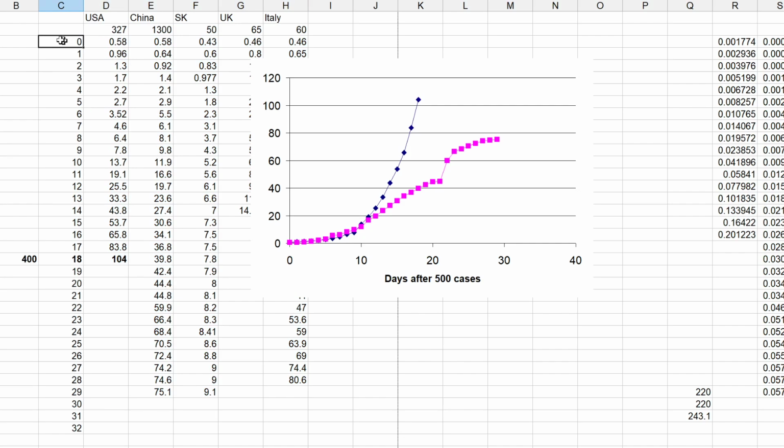All the data starts with time zero when there are about 500 cases in the country. So obviously these are in thousands, 500 cases in the country. And I've got data for America, China, South Korea, UK, and Italy. So at the moment, here I've got America and China.